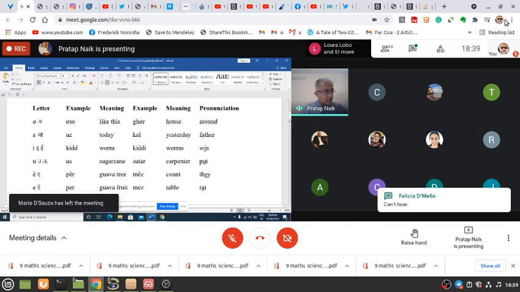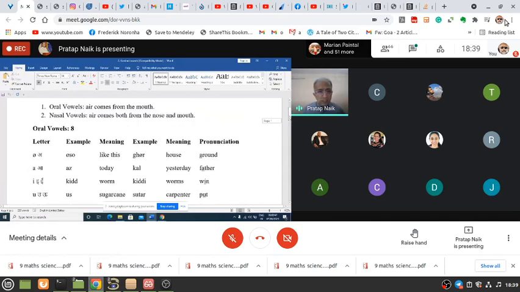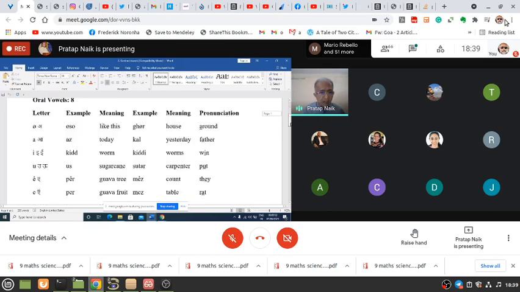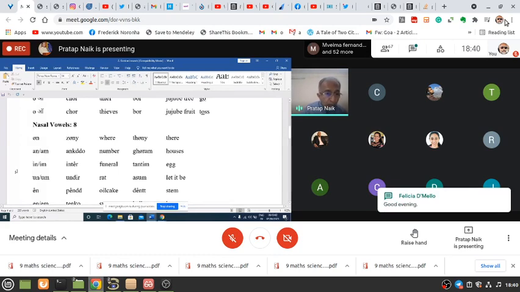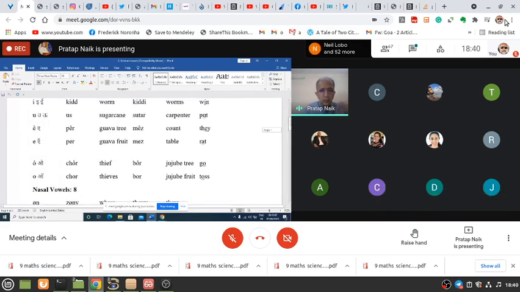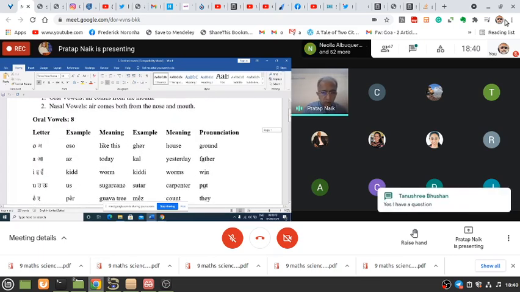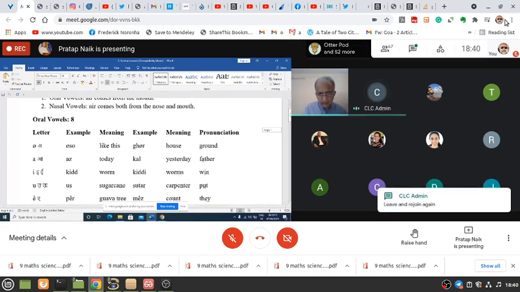What I taught you yesterday. Yesterday we learned Konknni vowels, 8 oral vowels, and we learned 8 nasal vowels. This much we learned yesterday. So do you have any doubt, any word which you cannot pronounce, for which I gave an example, or something related to pronunciation? If you have questions, you are free to ask.